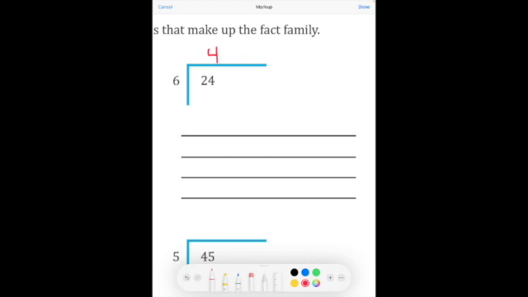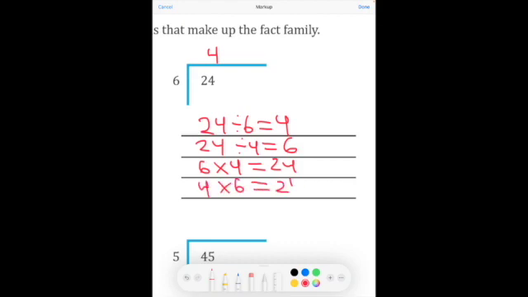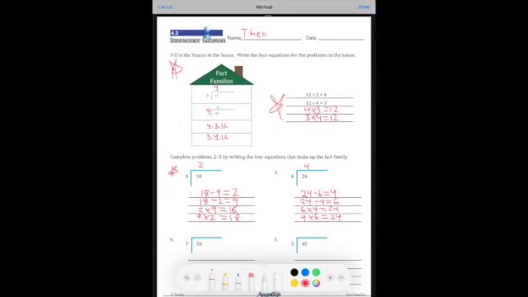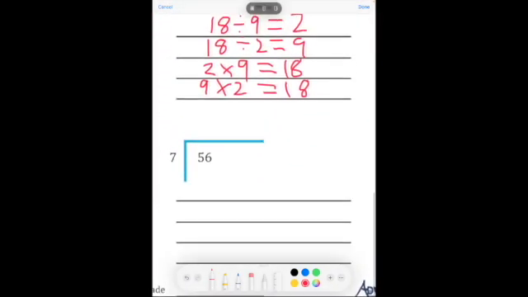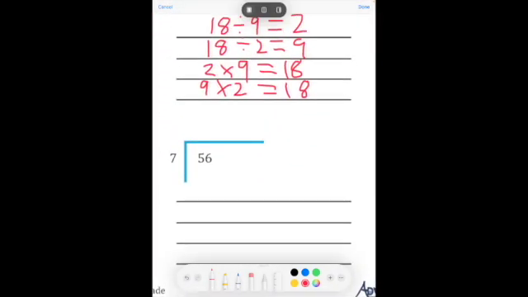You know that 6 times 4 is 24. Come on. So then he writes 24 divided by 6 equals 4. 24 divided by 4 equals 6. 6 times 4 equals 24. And 4 times 6 equals 24. Wow, if you solve it once, you have it every time. How crazy is that? All right, moving on to number 7.